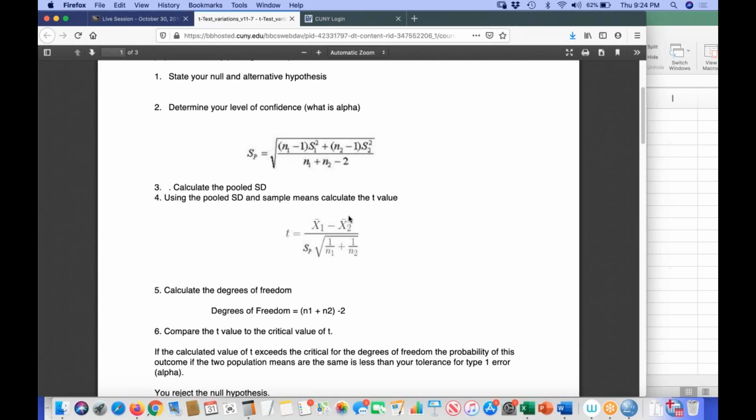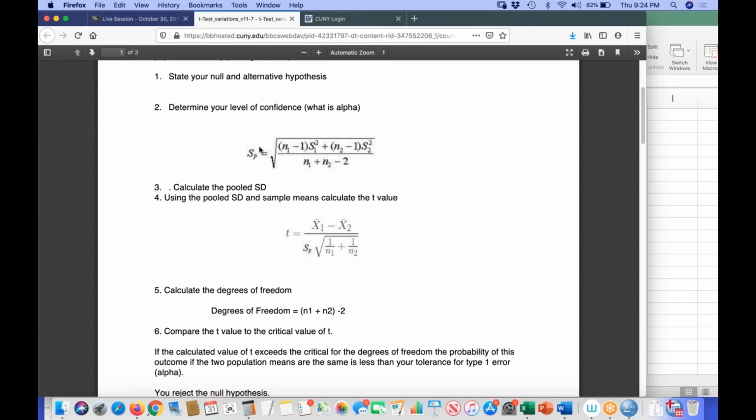So what am I looking for? I'm taking the difference between the two means, x bar 1 minus x bar 2, x bar female minus x bar male, divided by the standard error. This number down here is the standard error. The only problem is now I have to calculate standard error differently for a two-sample t-test with equal variances. First I have to calculate a pooled standard deviation. That's what Sp is. How do I do that?